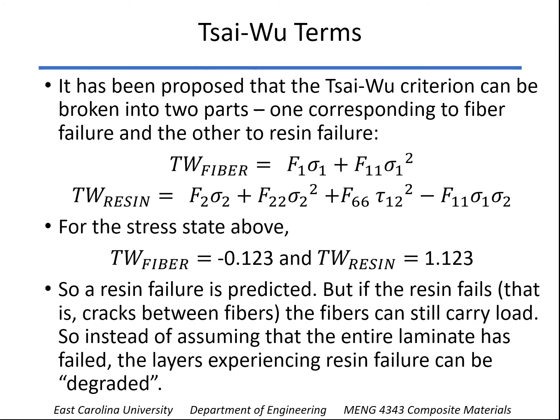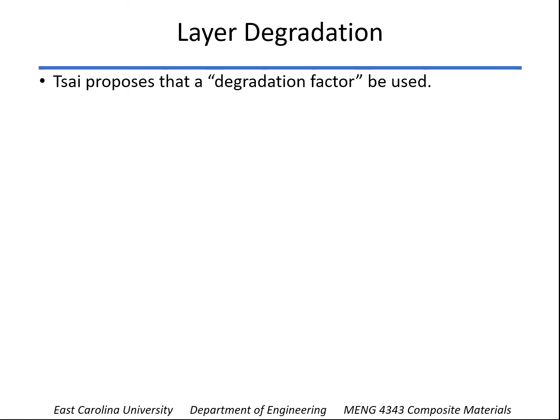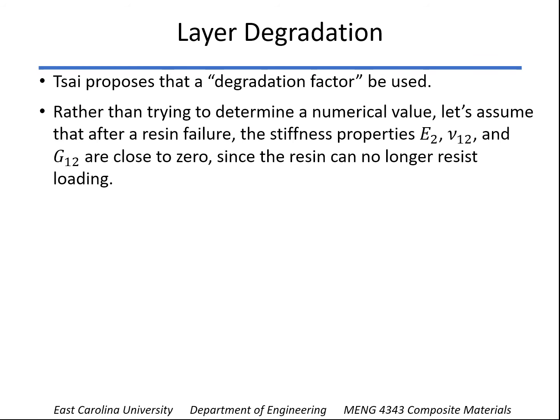and remember that instead of assuming that the laminate fails, we're going to degrade the layers that have the predicted resin failure. And so in Tsai's book he proposes this degradation factor, and rather than trying to calculate what that is, we're going to just take a ballpark at it here by just saying that when we get rid of the resin's strength component there, then it's not going to be able to resist load in the 2 direction. Certainly the Poisson's ratio will come close to 0, and it won't actually be resisting any shear as well, so G12 will come close to 0 as well.